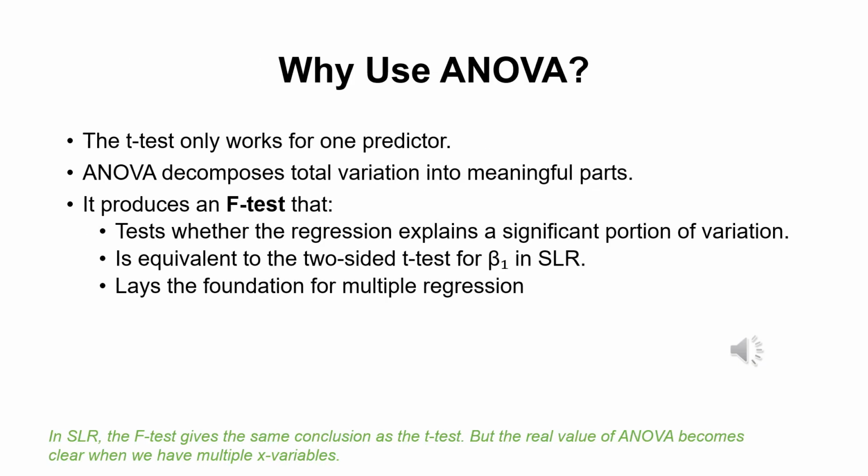Why use ANOVA? Let's summarize why we use ANOVA. First, the t-test only works for one predictor. Second, ANOVA decomposes the total variation into meaningful parts, variation due to regression and variation due to error. Third, it produces an F-test that tests whether the regression explains a significant portion of the total variation. In SLR, this F-test is equivalent to the two-sided t-test for beta, but the real value of ANOVA is that it lays the foundation for multiple regression, where we need to test several slopes simultaneously. So think of ANOVA as a bridge from simple to more complex models.